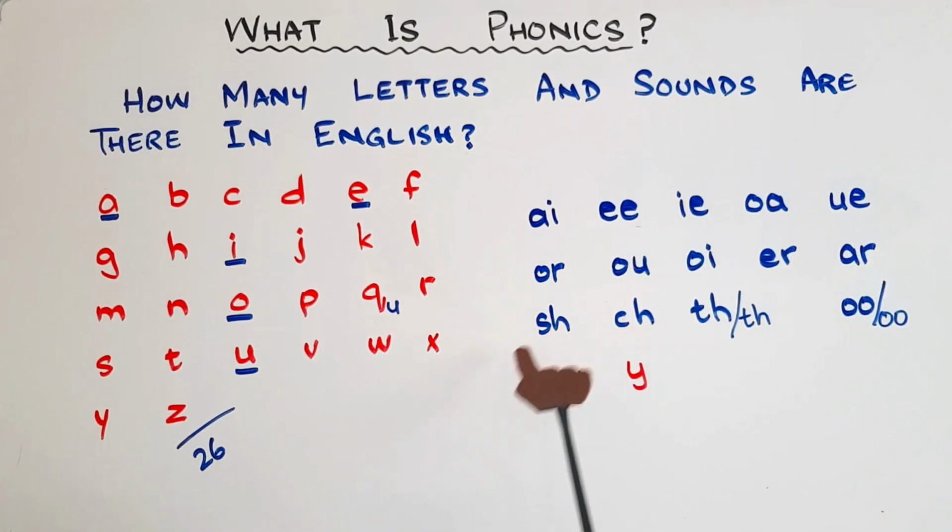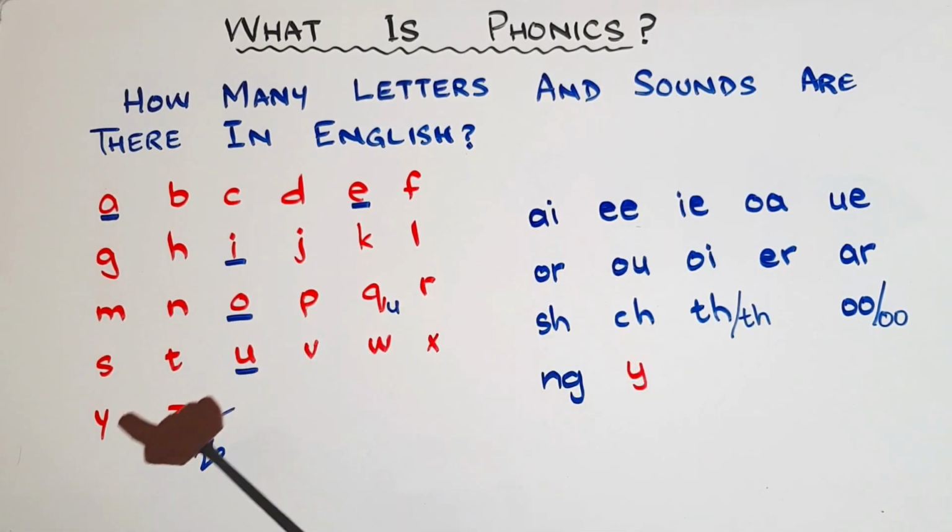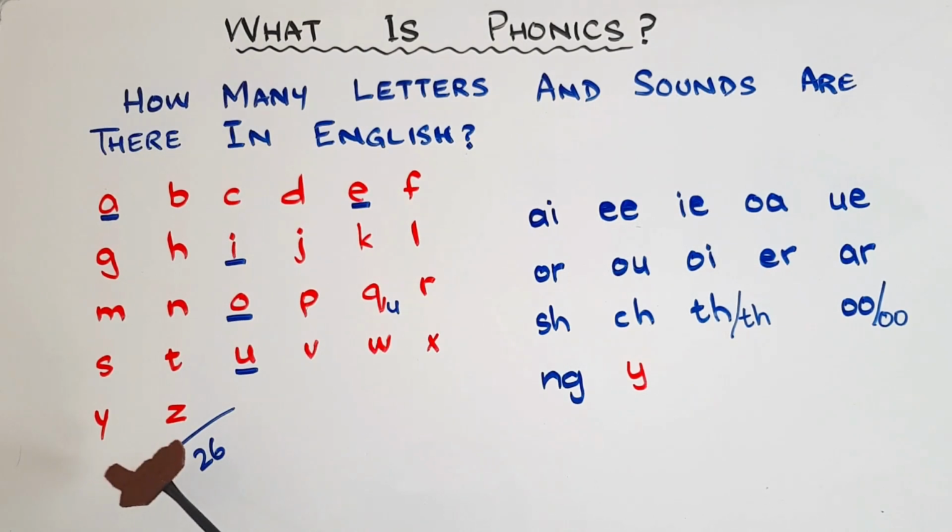Then we have N and G together, ng. A very light sound of G will come out at the end, ng. And then we have Y again as a vowel. Here Y is saying yeah, a consonant sound, but Y can also say its vowel sounds, that are E, I, and E. So altogether we have 44 sounds.